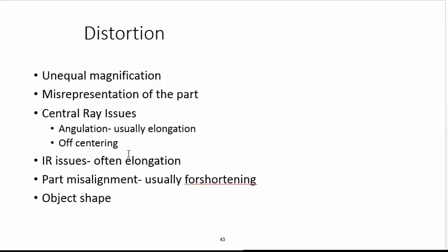So angulation of central ray generally causes elongation. Off-centering, though, can also cause this. Because of the divergence of the central ray, you want to put the anatomy of interest directly in the middle of the central ray. If it's off to the side, then what you're using is a divergent central ray to make an x-ray. So you're naturally going to get distortion there as well.